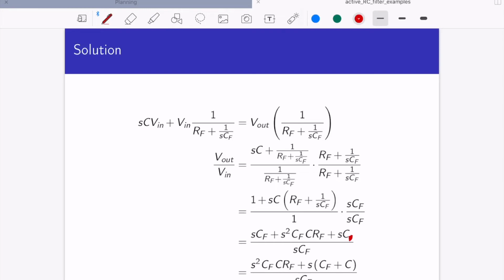So when we simplify that a little bit, we'll end up with S squared CF C RF, that's this term, plus SCF plus SC, and then divided by SCF. So that is our actual transfer function. It'll be V out over V in. And that's the transfer function then. H of S is equal to V out of S over V in of S. And we end up with S squared CF C RF plus S times quantity CF plus C, over SCF.